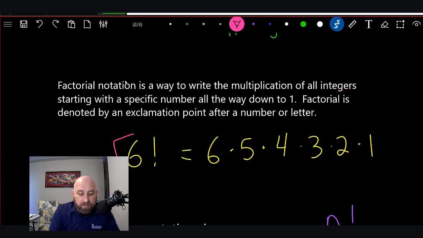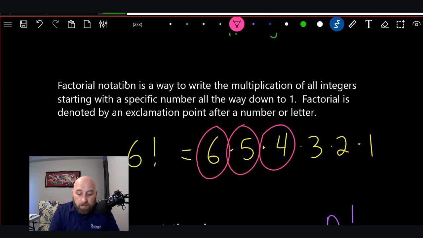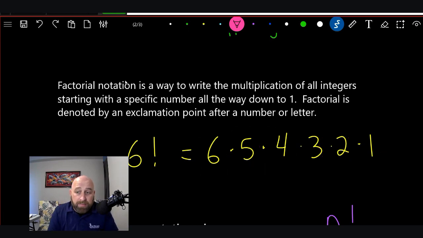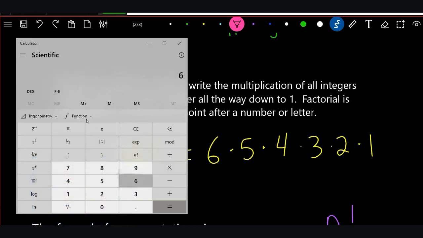All right, so here's 6 exclamation. Here's what it means. It means 6 times 5 times 4 times 3 times 2 times 1. Okay? And you could do it like that on your calculator if you want, but most calculators do have a factorial button on them. You just need to find where yours is. So if I do 6 factorial, I will get 720.